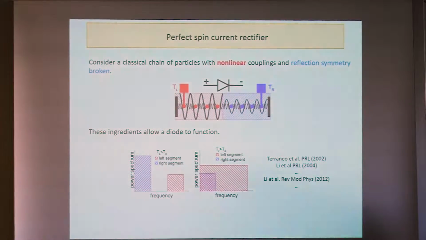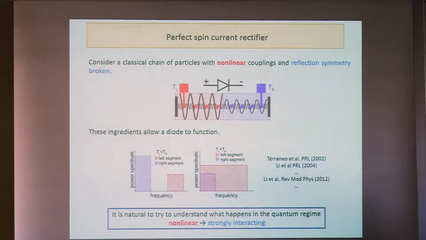So of course, now you say, okay, let's do this in the quantum regime, and the natural step is to think of, instead of nonlinearities, we put strong interactions. Okay, so this was our plan.